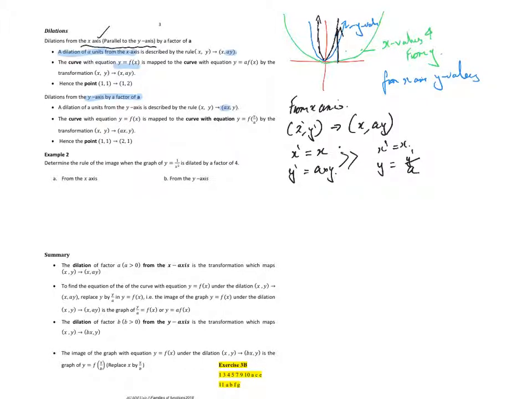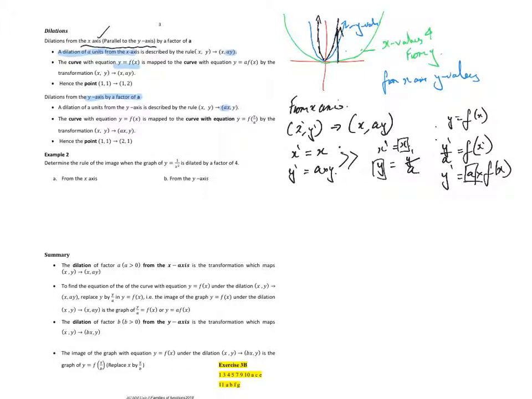So these are the two key statements here. If y is equal to some f of x, the new y value, y dash on a, is equal to f of x dash. So I get a rule that says the new y value is a times f of x. So the key is, from the x-axis, the multiplication factor is out the front of the function.